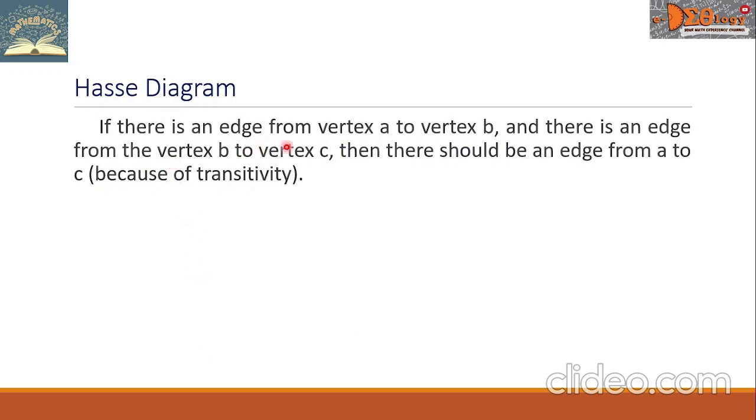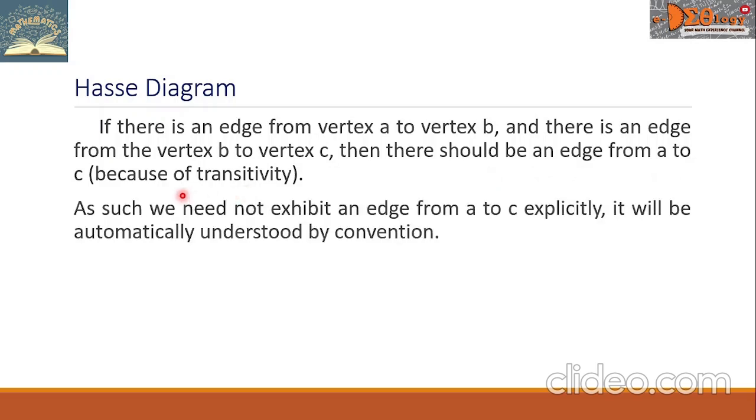If there is an edge from vertex A to vertex B, and there is an edge from vertex B to vertex C, then there should be an edge from A to C because of transitivity. As such, we need not exhibit an edge from A to C explicitly. It will be automatically understood by convention.